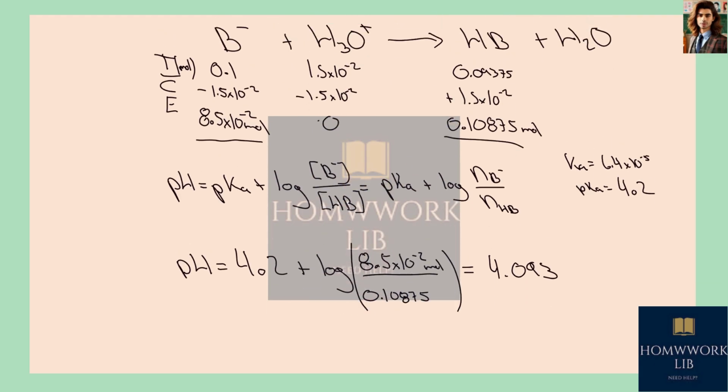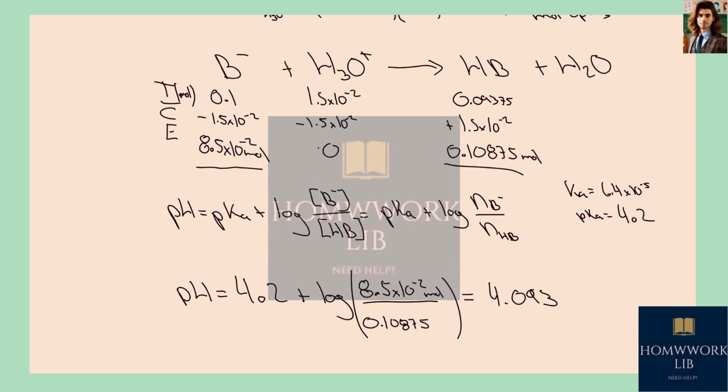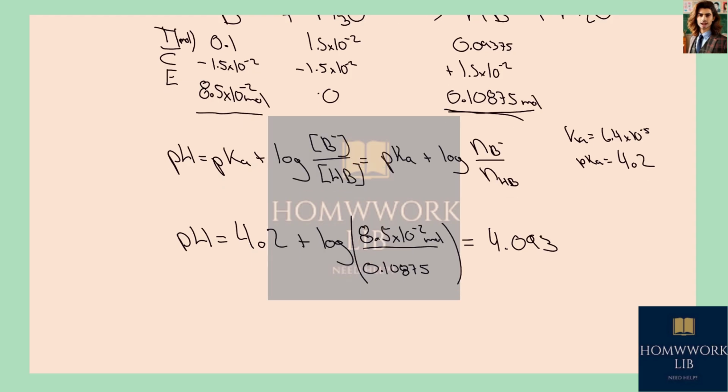Let's verify if the result makes sense. The pH is lower than the pKa. That would be true if the amount of acid is more than the amount of base, which is what we have right here. And that would be all for this problem. This is the final pH of my solution.